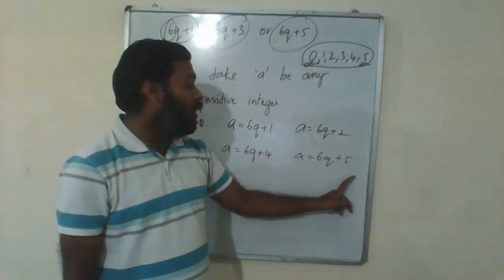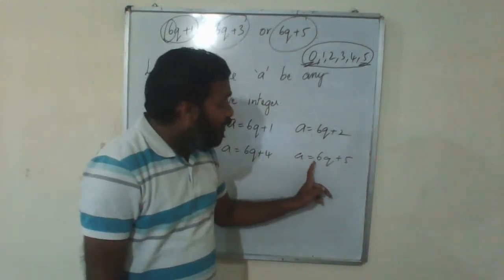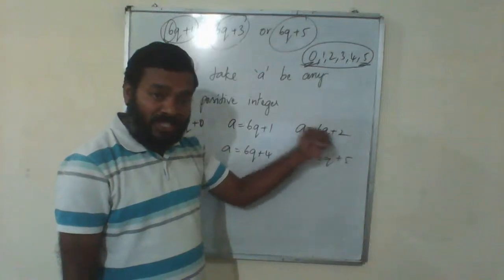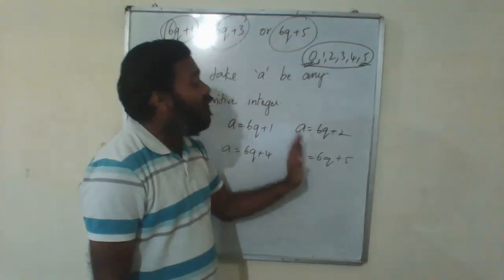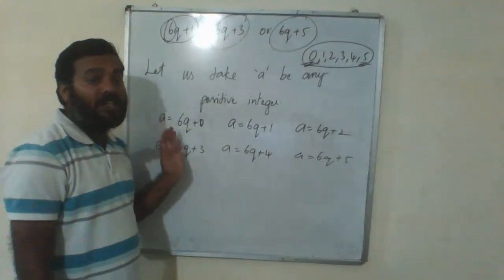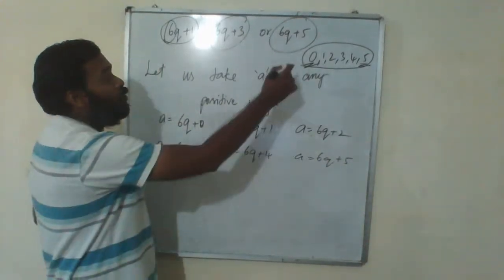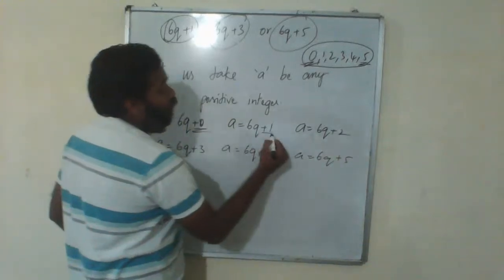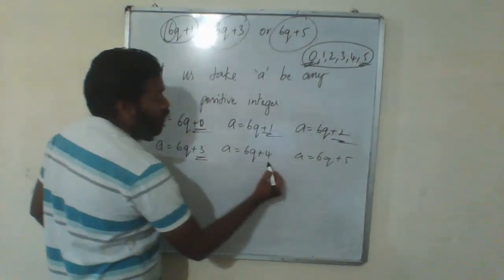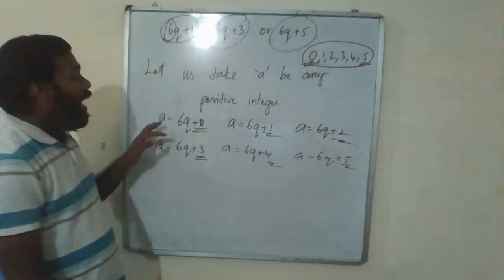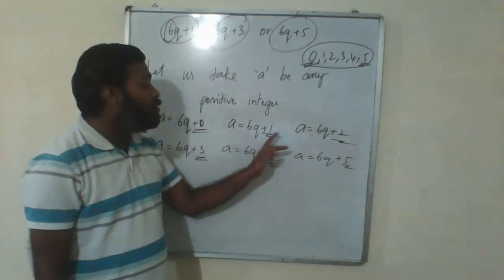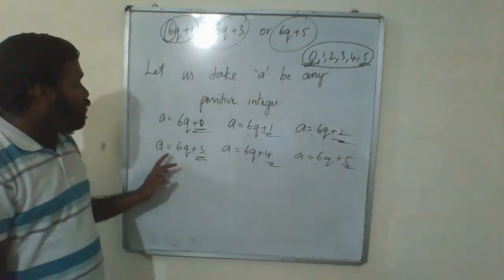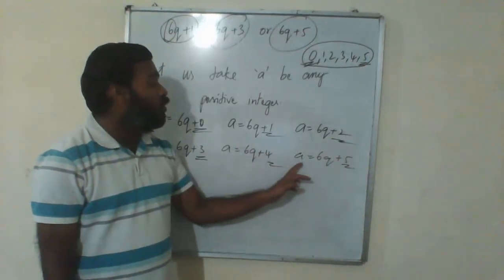The remainder can't be greater than or equal to 6. It should always be less than the divisor, so less than 6. That is 5, 4, 3, 2, 1, 0, and it should not be negative. So we have taken 6 numbers here: a is equal to 6q, a is equal to 6q plus 1, a is equal to 6q plus 2, a is equal to 6q plus 3, a is equal to 6q plus 4, a is equal to 6q plus 5.